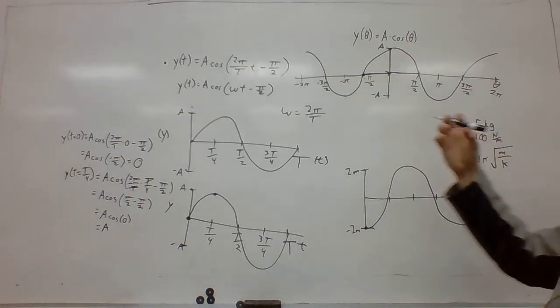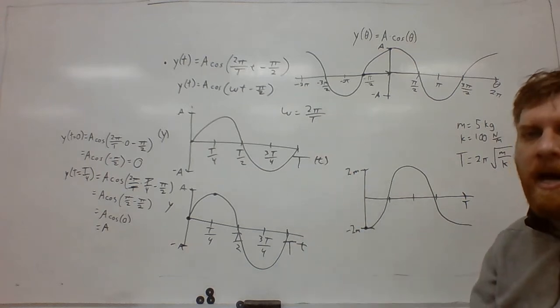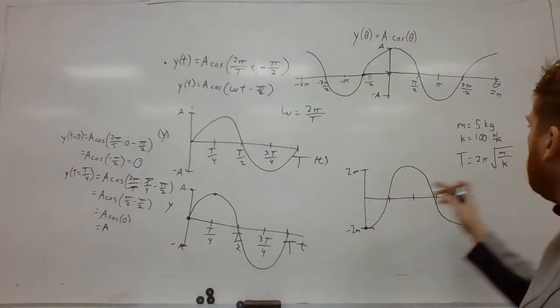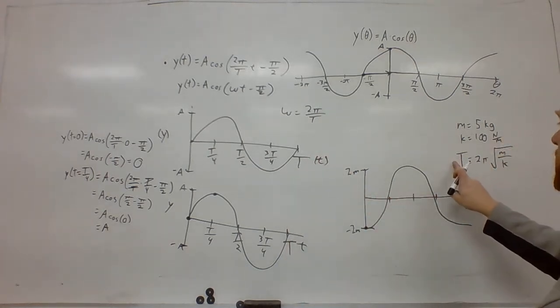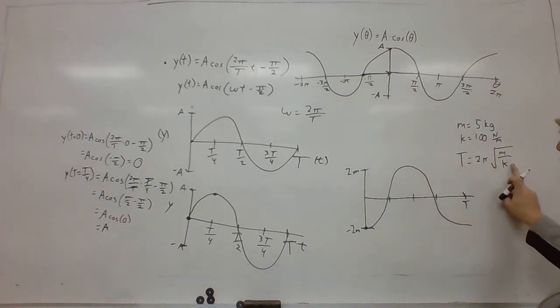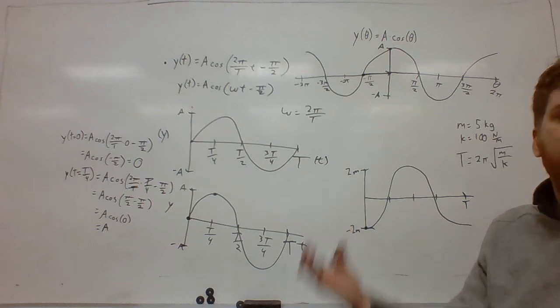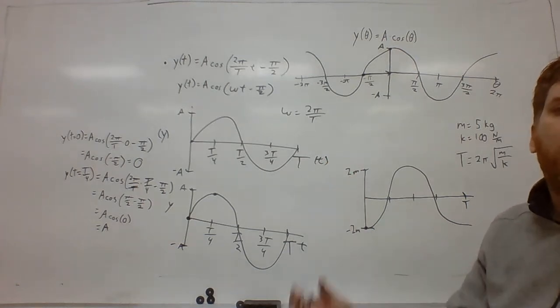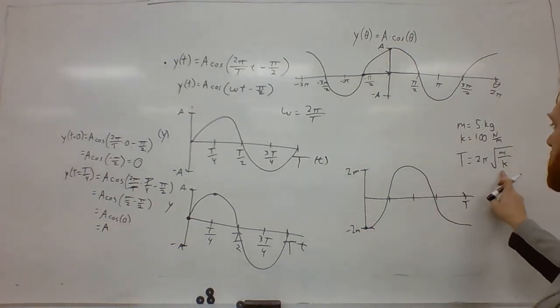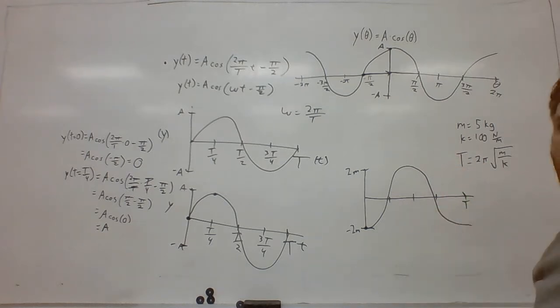When we have a heavy mass, the period is longer. It takes longer to complete one cycle. So bigger mass means longer period or bigger period. Bigger spring constant, when you have a strong spring that really pulls on the mass, a stronger spring is going to make it go quicker. So a bigger spring constant, since it's in the denominator, makes a smaller period.